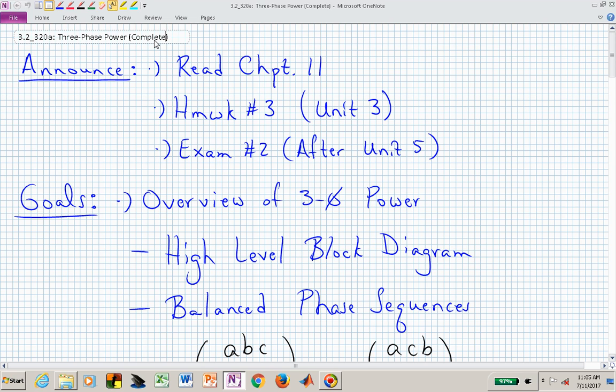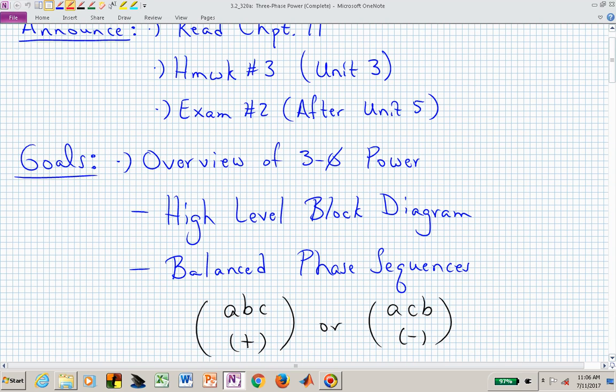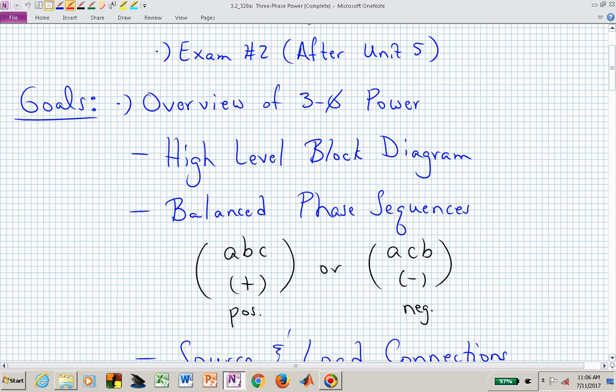In this video, before we get started, this is going to overview three-phase power, but for announcements: with three-phase power, we're in Chapter 11. Last time we talked about the characteristics of three-phase power. Now let's get a little bit more detailed in terms of what that might mean relative to our sources and our loads, what those structures might look like, and that will help you complete homework number 3. Homework 3, homework 4, and homework 5 will be the content for exam number 2, which will happen after unit number 5.